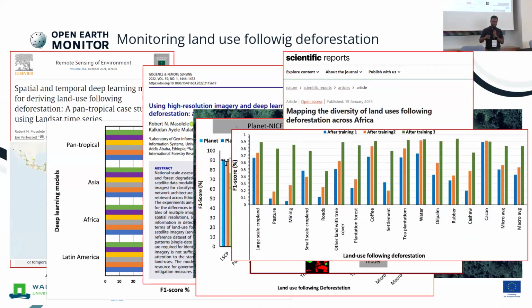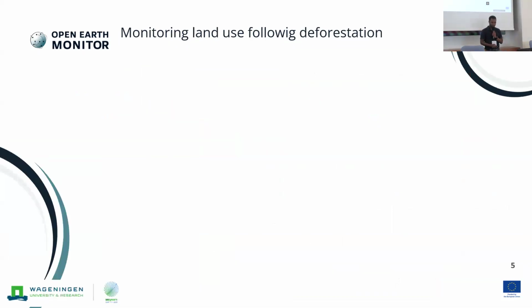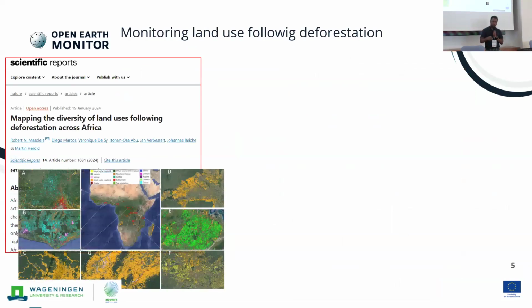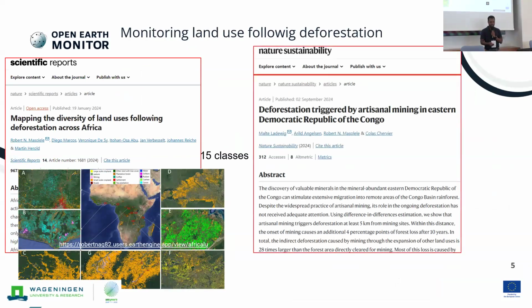And you can see that with active learning, we're able to increase the accuracy of identifying. If you see, for example, in this chart, after every training iteration, we're able to gain some accuracy in detecting the land use. So we mapped this across the entire continent for 15 classes. There is this app you can go and see via this link.